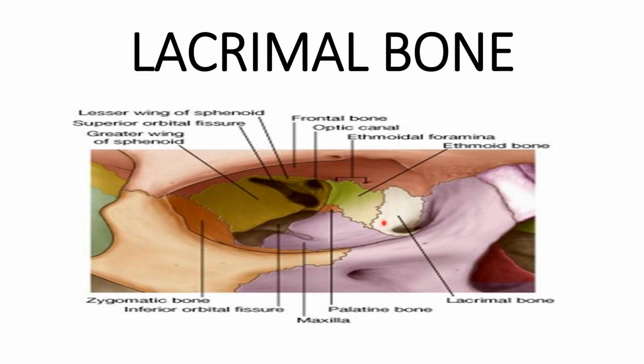And we have two lacrimal bones. Here you can see this lacrimal bone, which forms part of the medial wall of the orbit. Here you can see the lacrimal fossa and lacrimal foramen. This is the way to the eye and to the nose.